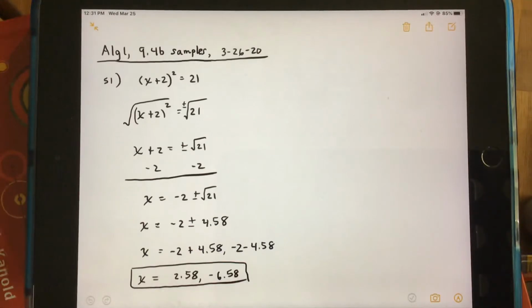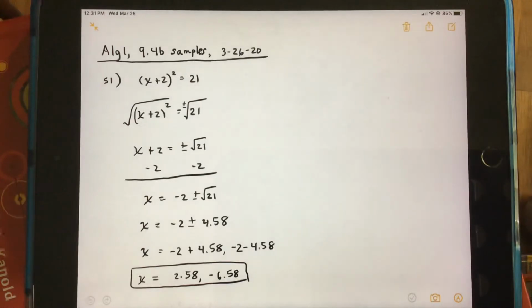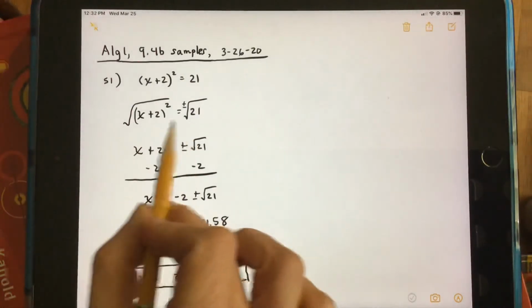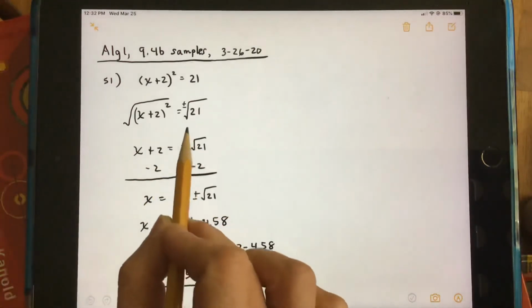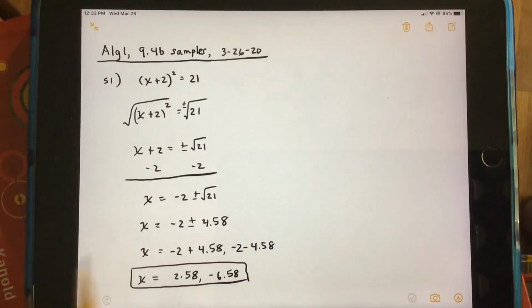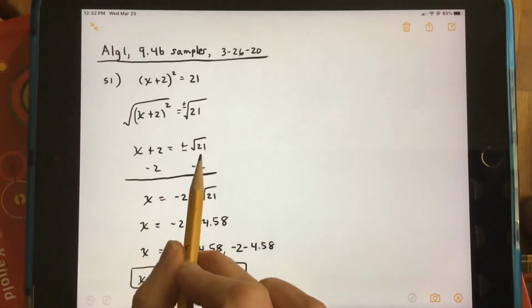Sample 1. We're going to solve (x + 2) squared equals 21. Our first step will be to undo that square. Since we already have the squared term all by itself, we're going to take the square root as the first step to undo that square. So here we are taking the square root of both sides. Of course, we're getting a positive and a negative root on that right-hand side for the square root of 21. That's going to result in x + 2 equals positive or negative root 21.